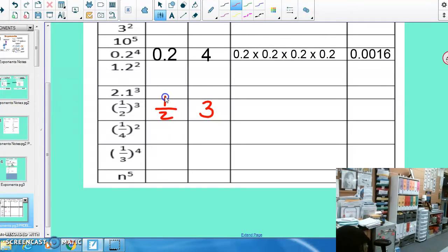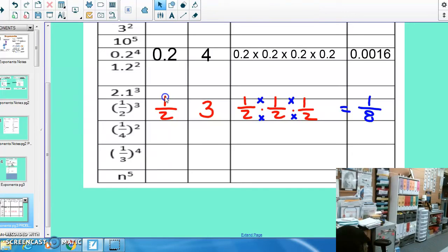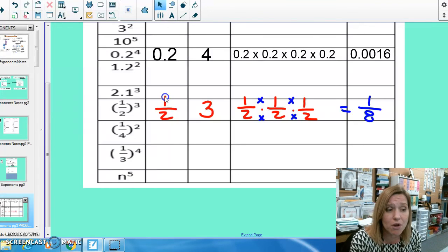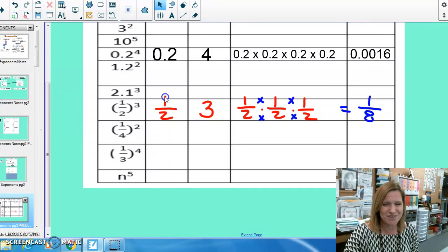So that means my base is going to be multiplied by itself 3 times. 1/2 times 1/2 times 1/2. And now according to multiplication with fractions, we multiply all the numerators. So we're going to do 1 times 1 times 1 equals 1. And then we're going to go 2 times 2 is 4. 4 times 2 is 8. And so there is my answer for my fraction standard form. The answer is 1/8. And that's all there is to it. So go ahead, finish this up, show your teacher, and you are all good to go.